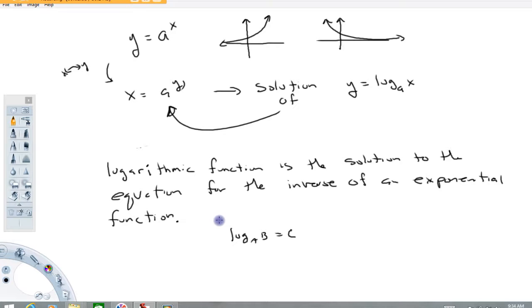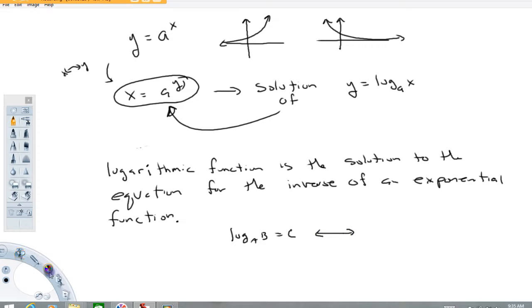The important things for this video, the real big things, are this. The logarithmic function is the solution of this equation right here. It's the solution of an exponential function, and it therefore gives the inverse of this guy. And the other real big thing is this. Logarithms have a base. So in this example, I've got log base a of b is equal to c, where c is some number. The really big thing you have to be able to do is go back and forth between logarithmic form and exponential form.